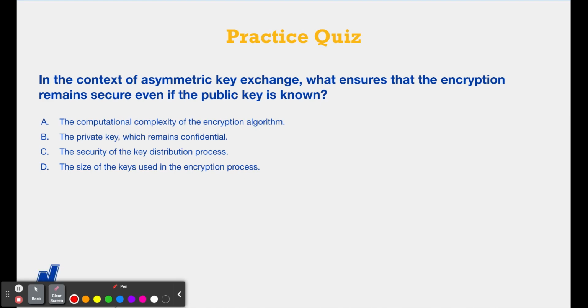In asymmetric key exchanges, the encryption remains secure because the private key, which is used for decryption, remains confidential. So that would be B. Even if an attacker knows the public key and intercepts the encrypted message, they can't decrypt the message without the corresponding private key. This allows for secure communication over an open network without the need for a secure initial exchange of secret keys.